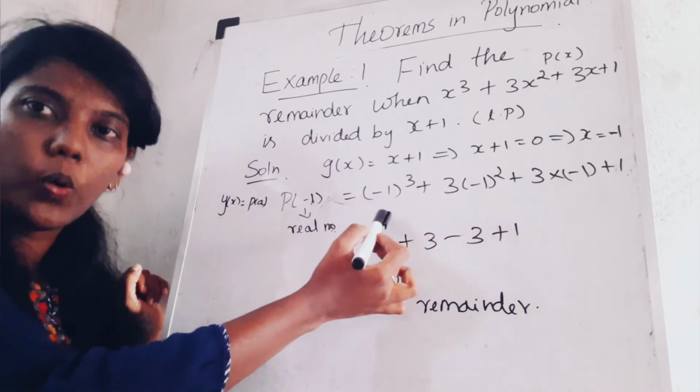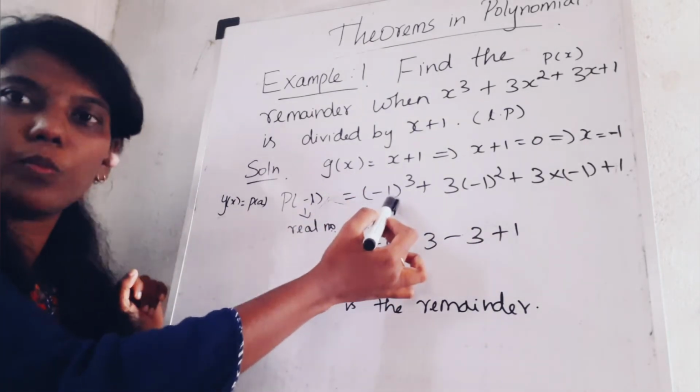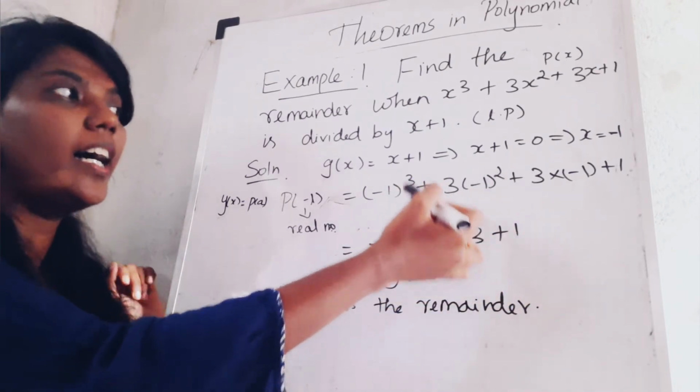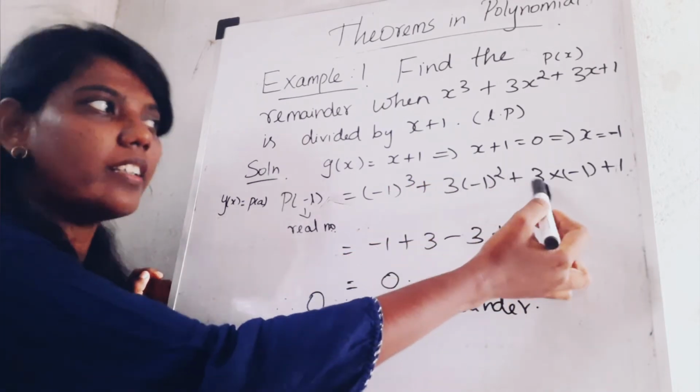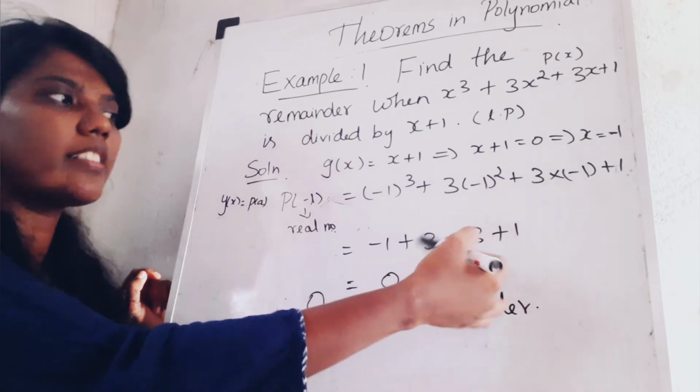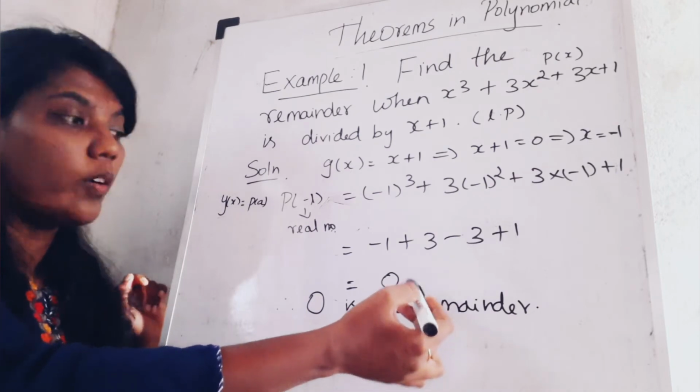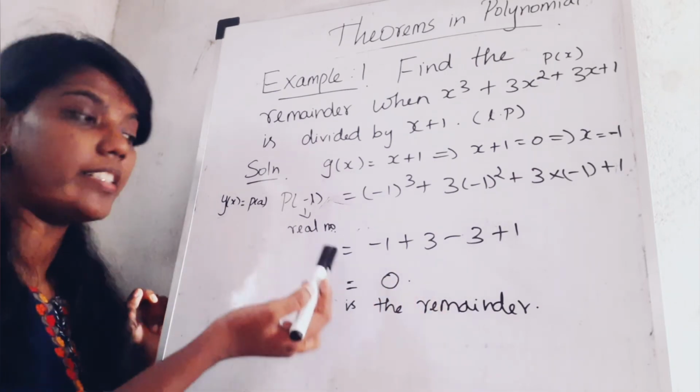As you already know from studying integers, minus 1 the whole cube gives minus 1. Minus 1 the whole square gives plus 1, so it will become plus 3, and 3 into minus 1 gives minus 3. The final one is plus 1. When you calculate, everything cancels and comes to 0. So the remainder here is 0.